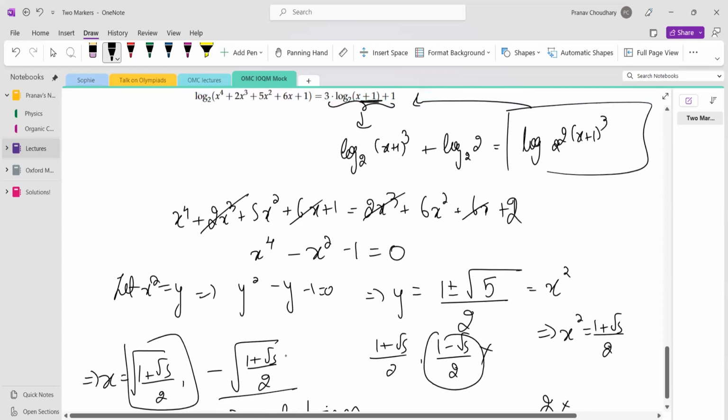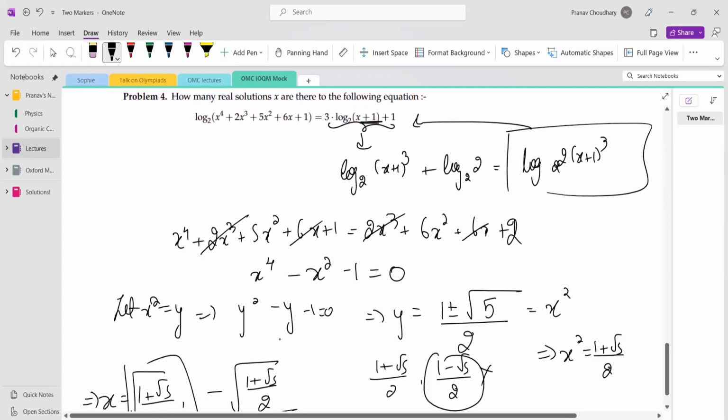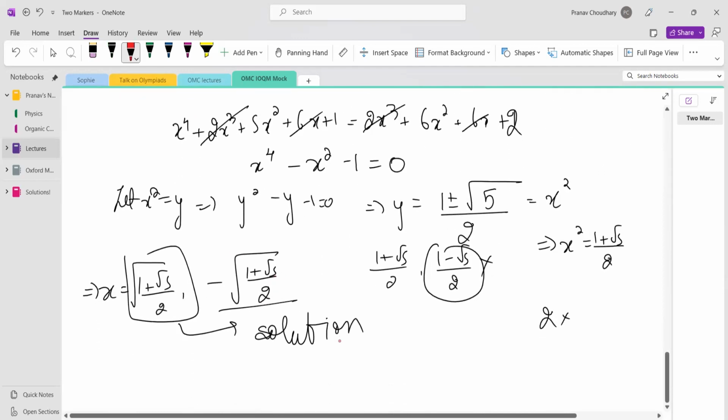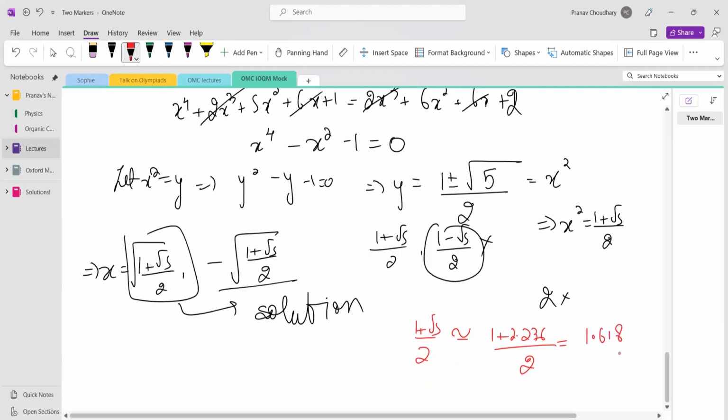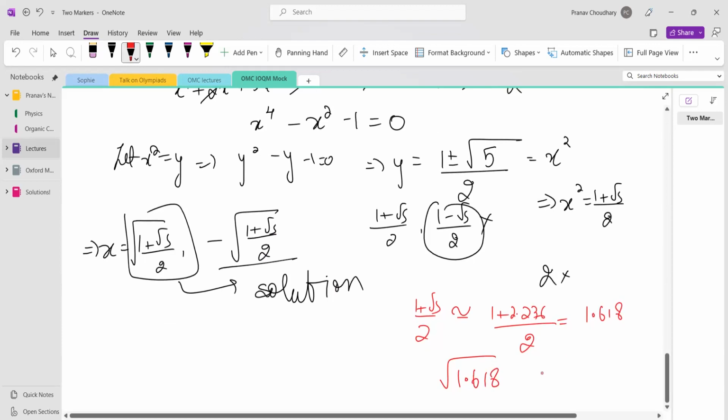What about this value? This value, 1 plus root 5 over 2, is approximately 1 plus 2.236 over 2, which is 1.618 approximately. And under root of 1.618 is, I don't actually care. I just know that this thing is greater than 1. It is exactly greater than 1, not even greater than or equal to. If you want, I can calculate with a calculator and give you the value, but that's all I need. It's just greater than 1. It's 1.272.